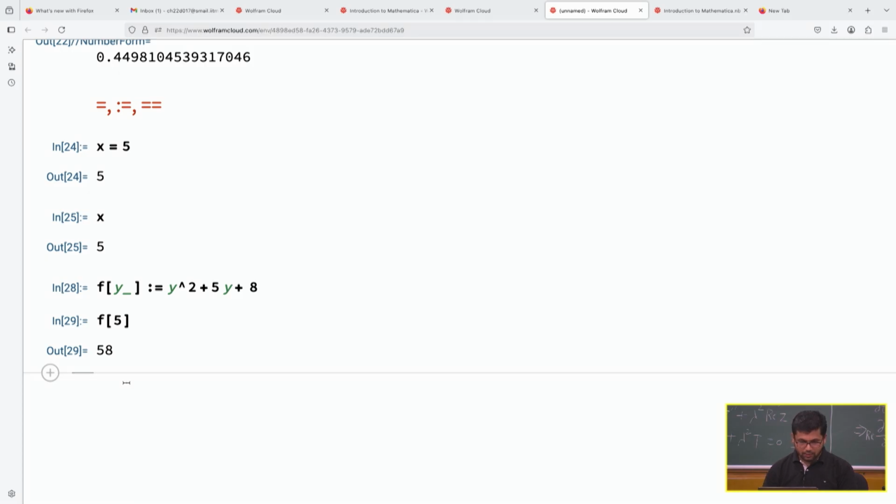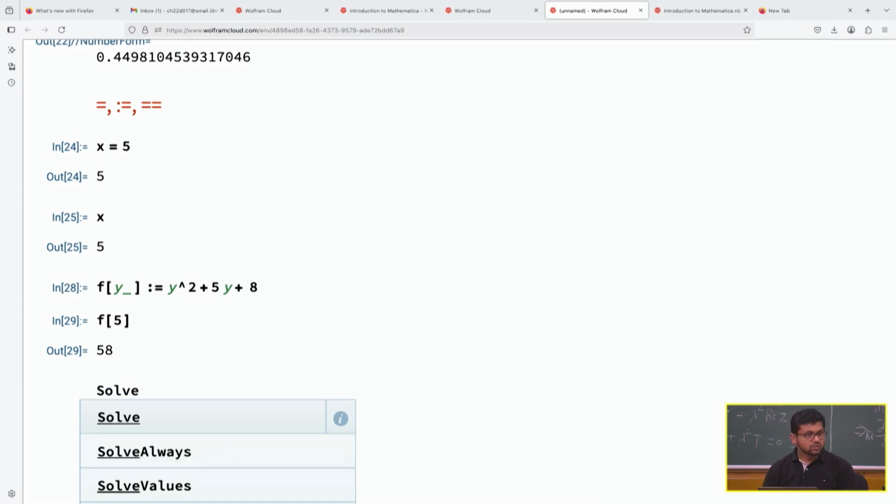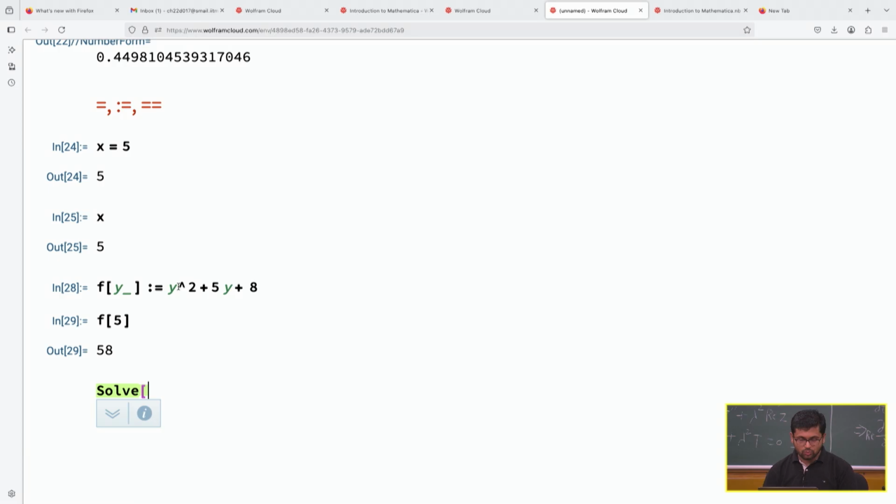In Mathematica there is one command called Solve. What does Solve do? It will solve algebraic equations. Suppose I want to solve this equation. I copy and paste it inside Solve, and if I want to solve for y, I put the expression first, then separate it by a comma. The expression which you want to solve you put first, and then the variable for which you want to find the roots.